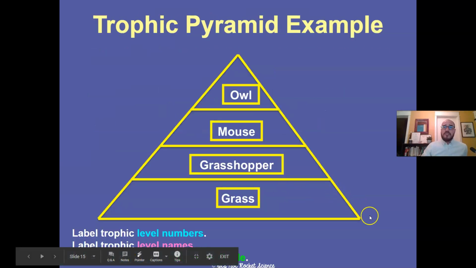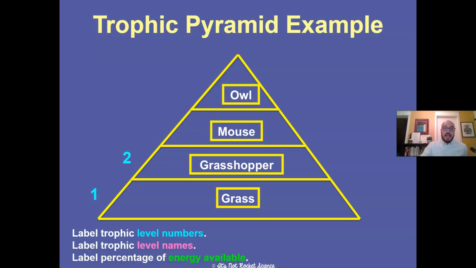So here's a final trophic pyramid to kind of put all this stuff together. So at our first trophic level here, we have grass. At our second trophic level here, we have a grasshopper. At our third trophic level here, we have a mouse. And at our fourth trophic level here, we have an owl. So these are our blue things. Okay? So those are the level numbers. And then here is what they do.